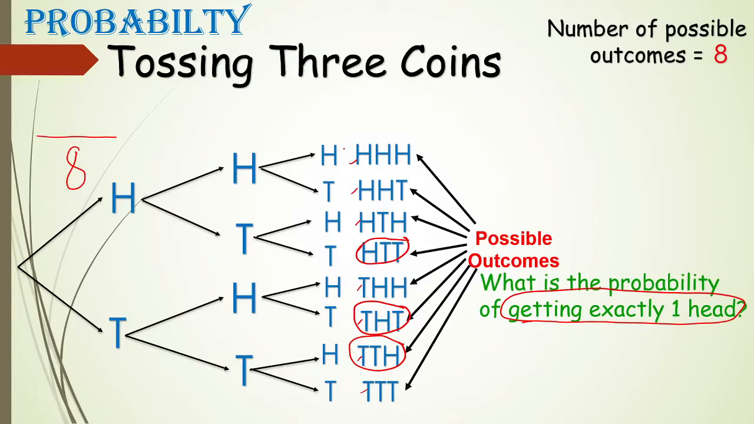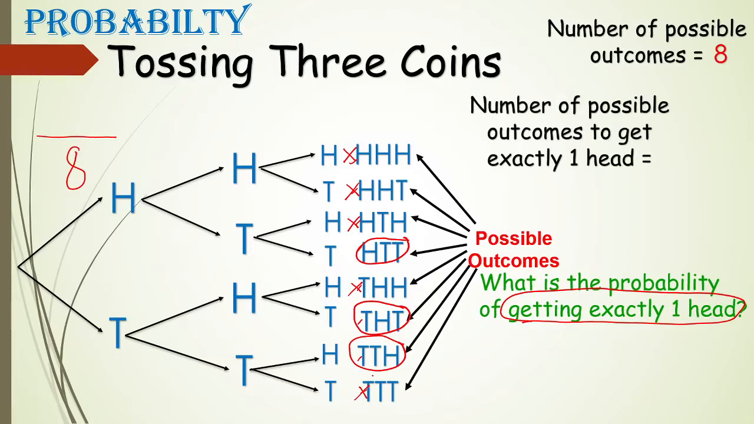This one cannot be because it has three heads. This cannot be because it has two heads. This one, two heads, cannot be. This one has no head at all. So meaning, we have only how many number of possible outcomes to get exactly one head? Only 3. And those are HTT, THT, TTH. And what will be the probability now?